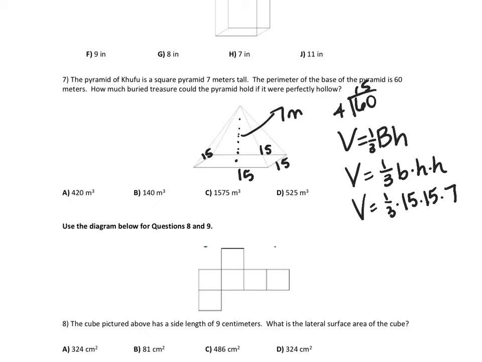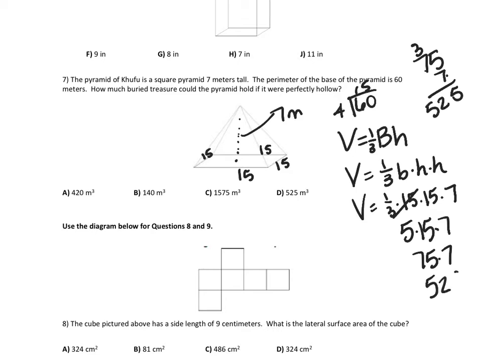So 1/3 of 15, 3 will go into 15, so that's 5. 5 times 15 times 7. 5 times 15 is 75. 75 times 7 is 525. So 525 meters cubed, which is answer choice D.